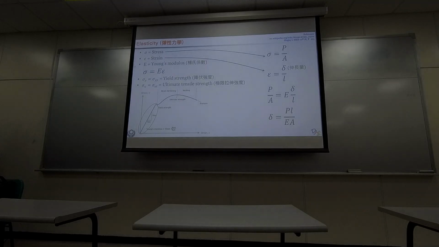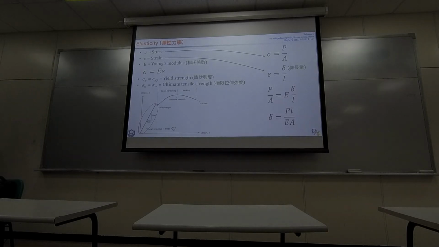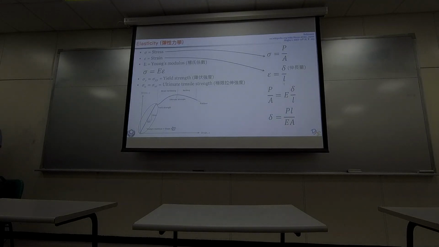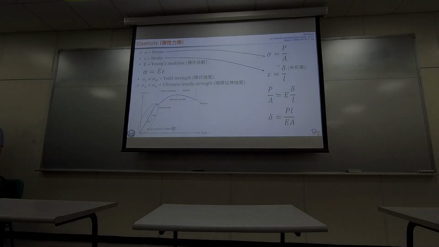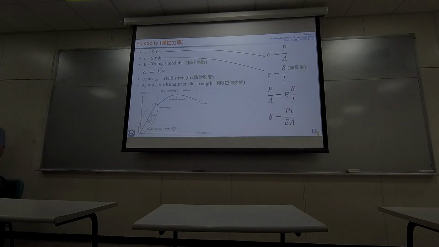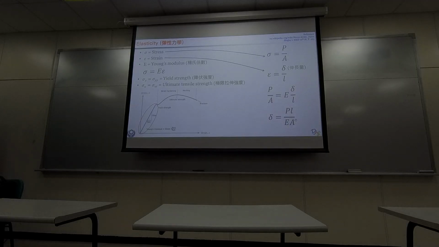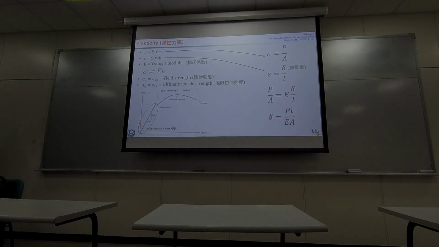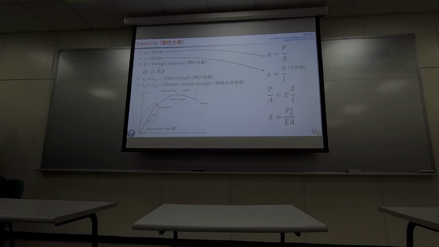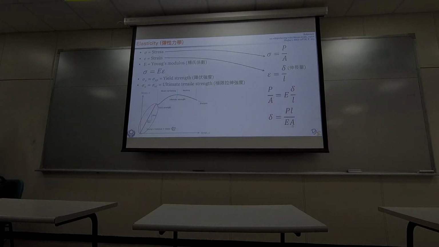Okay, strain, by definition, is delta over L, basically the amount of deformation over its original length. For the linear relationship between stress and strain, we use a factor called Young's modulus. Putting all three equations together, you end up with delta equals PL over EA. So you can compute how much deformation you will have based on how much force is applied, the original length, the Young's modulus, and the area.